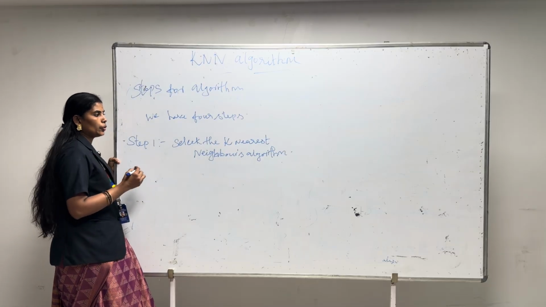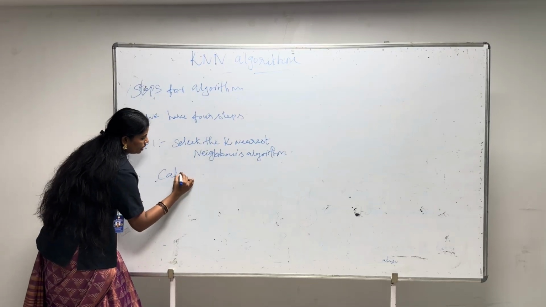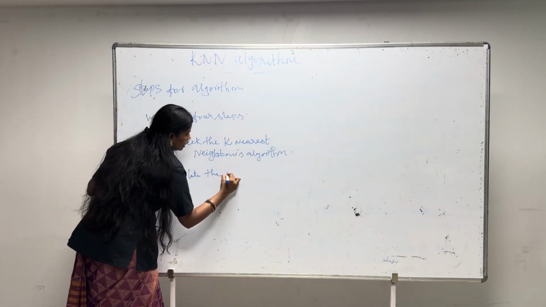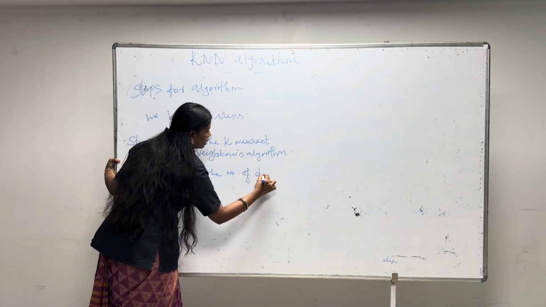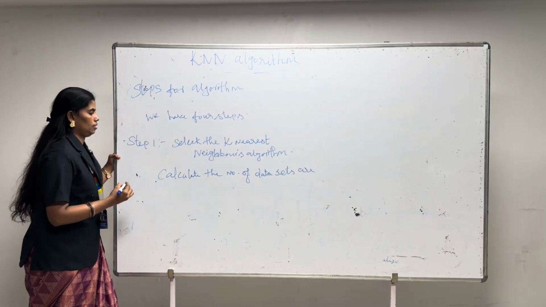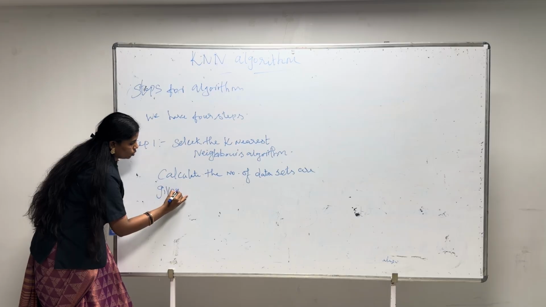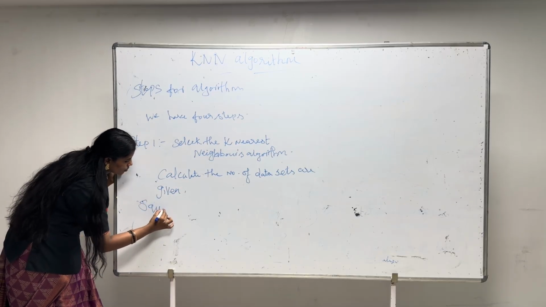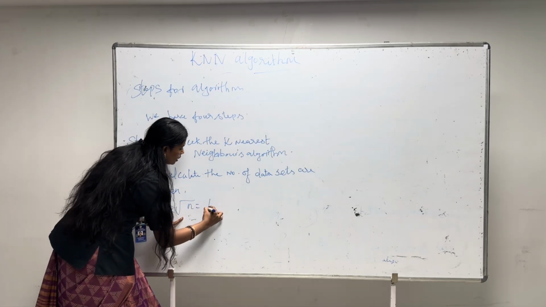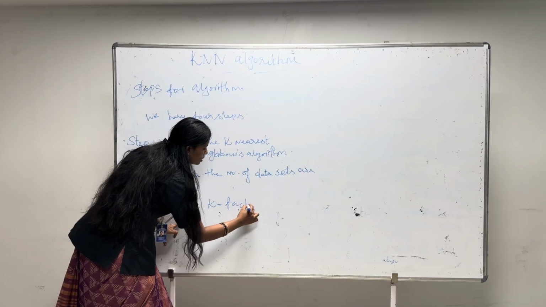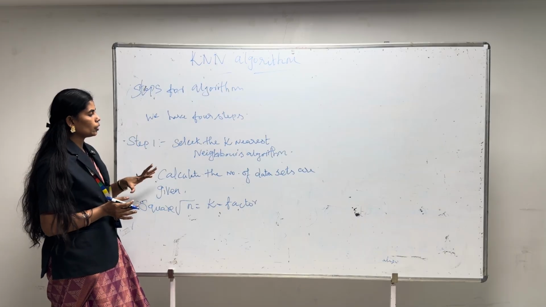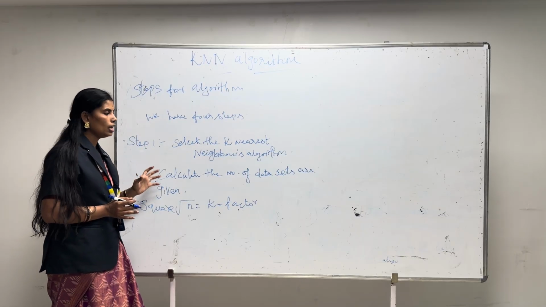And for this we are going to calculate the number of the data sets given. So square root of n. The square root of n is nothing but the k factor. It's denoted as k factor. How we are going to calculate the k factor is we are going to calculate the number of data sets available in the given data.